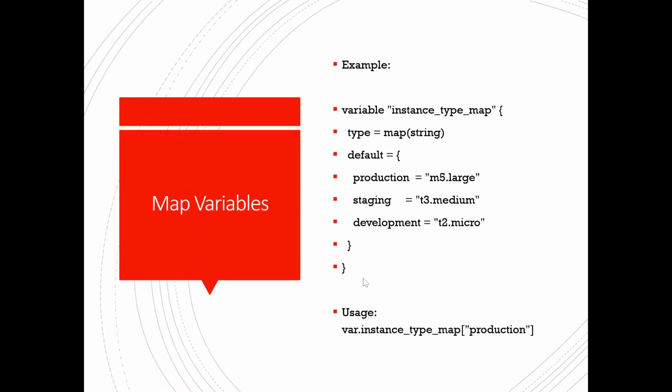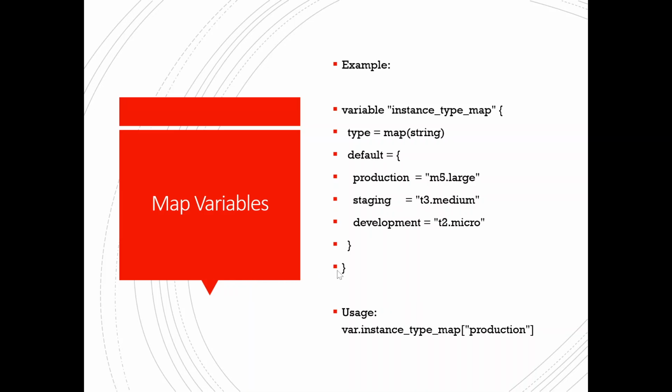In the next slide, we'll see map. A map is a set of key-value pairs. It is great when you need to store environment-based values. For example, production m5.large, staging t3.medium, and development t2.micro. Now, if you want to use the production instance type, you can just call var.instance_type_map and give the key production. Maps are one of the most powerful and commonly used variable types in Terraform.